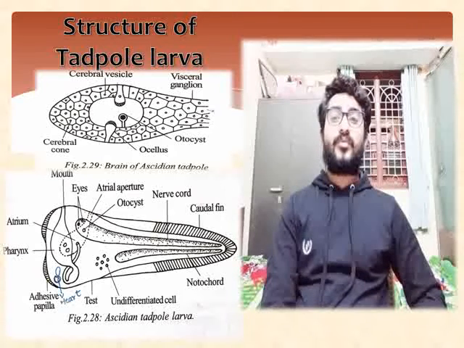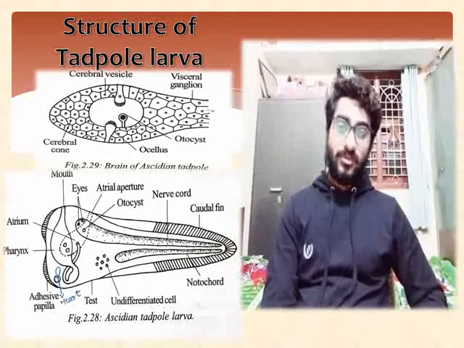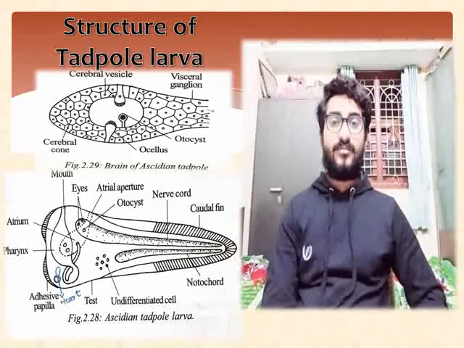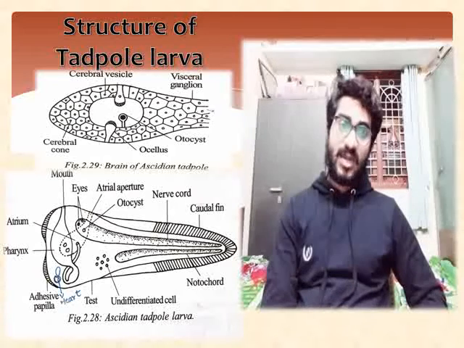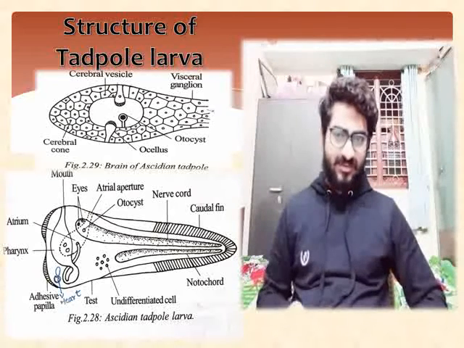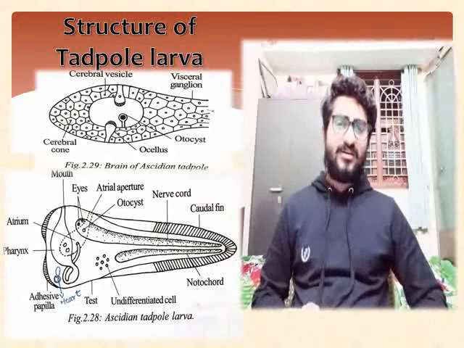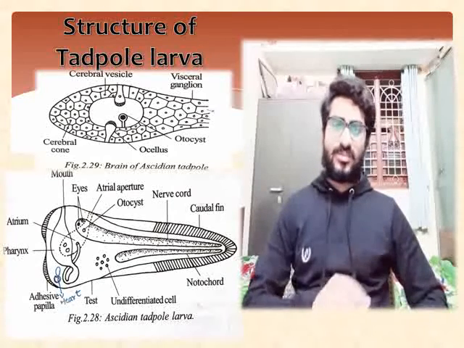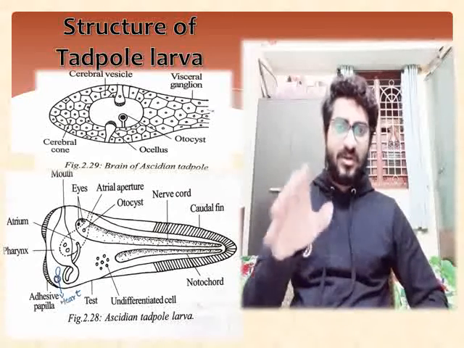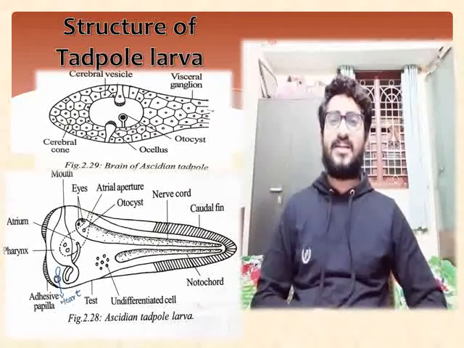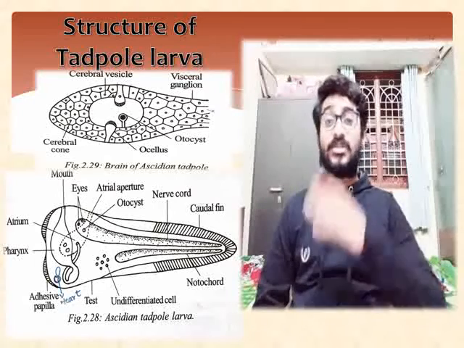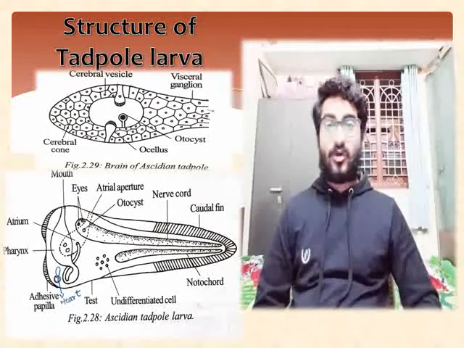So this is all about the structure of the ascidian tadpole larvae. We can revise once. The name is called ascidian tadpole larvae because of the fact that it looks like a frog's tadpole larvae.